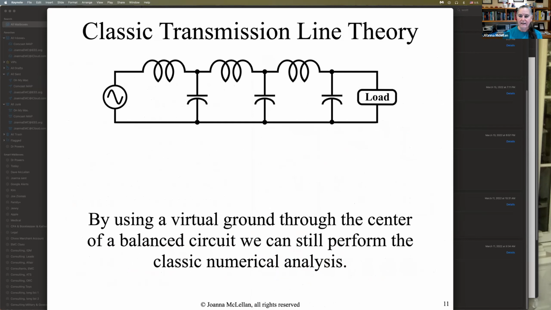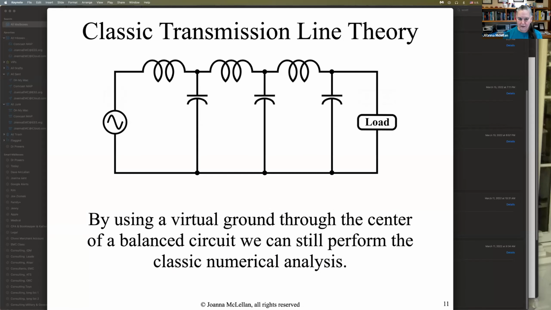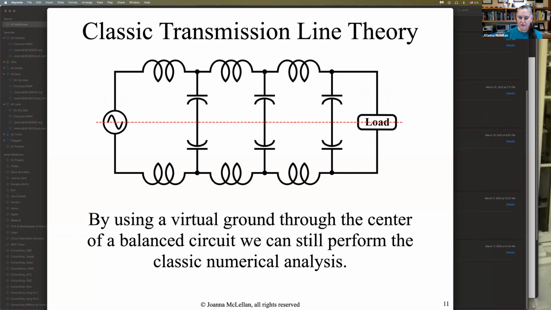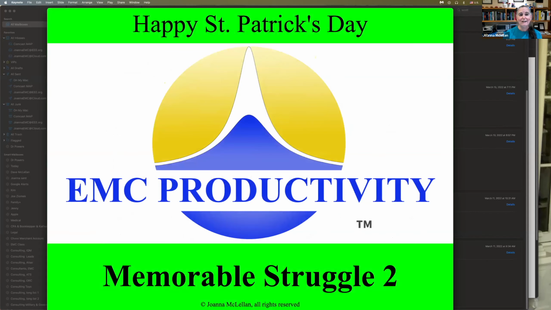If you take the classic schematic for transmission line theory, you can transform it into a schematic that actually makes sense. And then if you think about the center of this structure, you end up with a virtual ground between the two halves. And that virtual ground is ideal. And it will support the analysis that has been done in the past. So I'm on this jihad to try to explain to people that ground is not ideal, and it never will be ideal, and it never was ideal. So that's struggle number one.